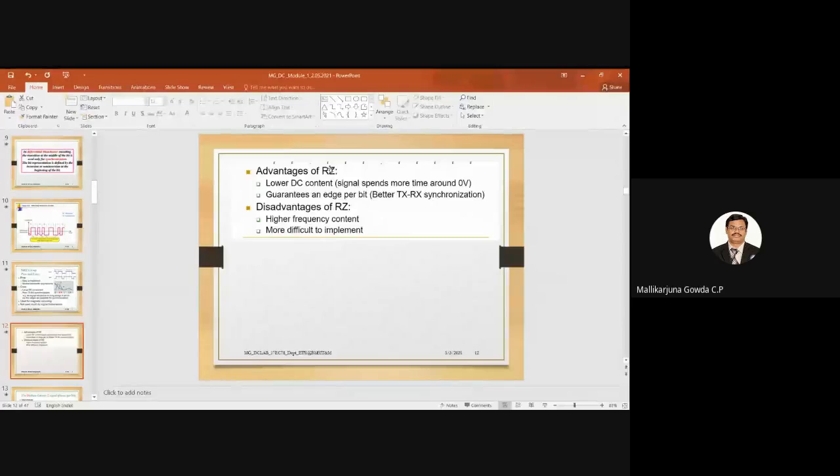Then what are the advantages of return to zero? Return to zero type of line coding has lower DC content because the signal spends more time around zero. It guarantees an edge per bit. Means there will always be a transition from high to low, right? That is return to zero. So that is why we can say it has better transmitter receiver synchronization. The disadvantage is it has higher frequency content because there will be a transition, right? It is only high for half the bit duration, and the other half of the bit duration it comes back to zero. So the frequency content, we say, is more. And as far as implementation is concerned, it is more difficult. So that is the drawback of return to zero.